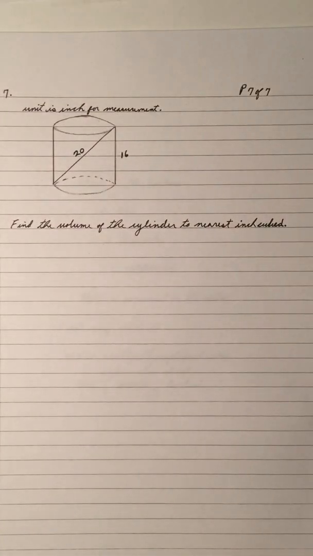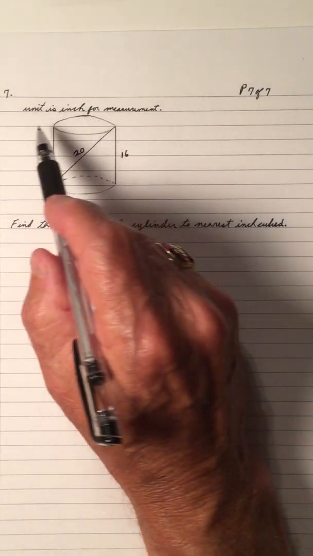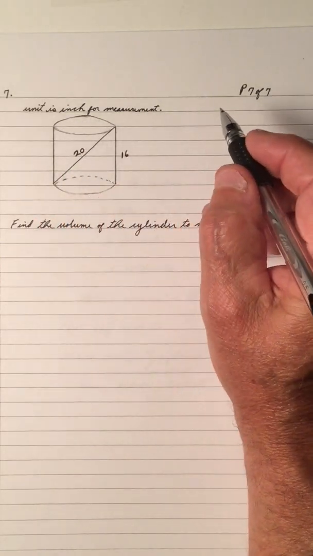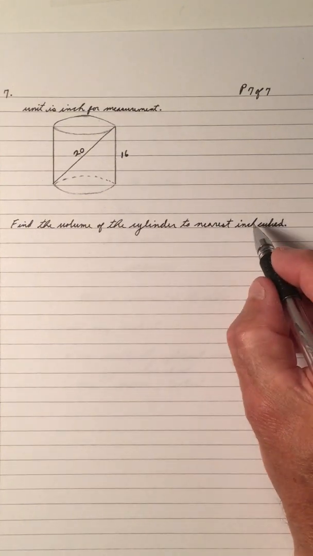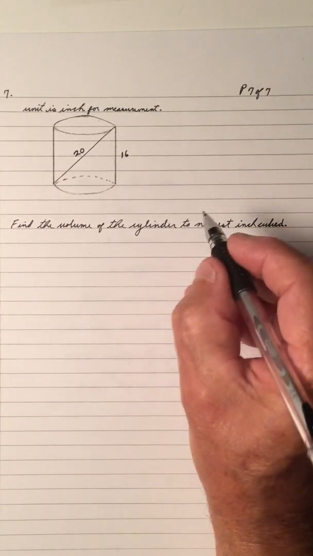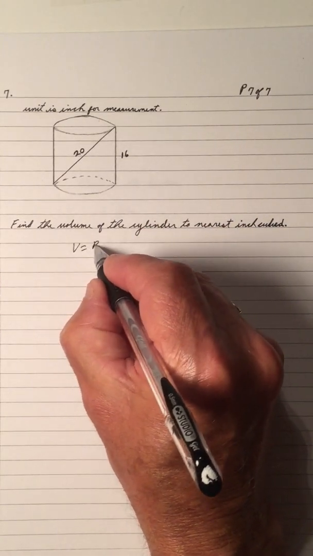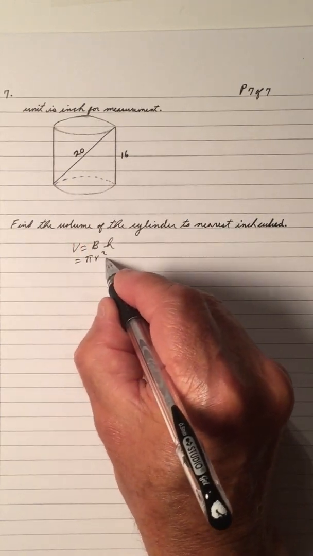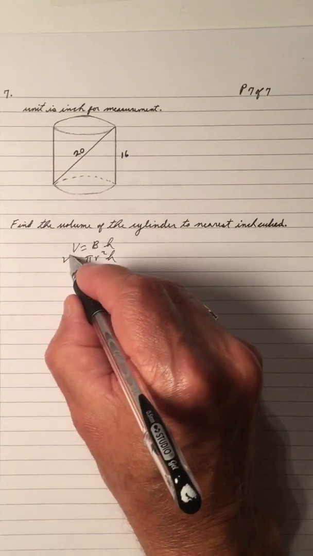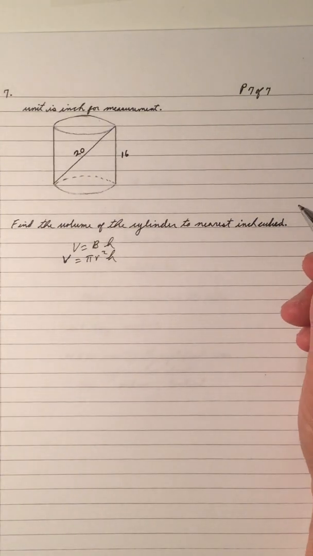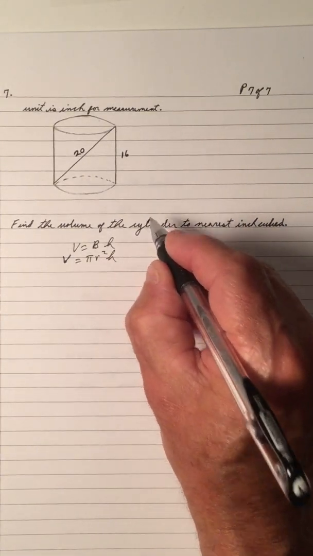Okay, and we have one more problem to do. The unit is inches for this measurement, so that's 16 inches and 20 inches. Find the volume of the cylinder to the nearest inch cubed, or cubic inch, whatever way you want to say it. But to get the volume of a cylinder, the volume is base area times height. The bottom of the cylinder is a circle, so it's pi r squared h. Notice, memorizing the formulas, knowing how to derive them is extremely important. You can't forget it if you understand what you're doing.